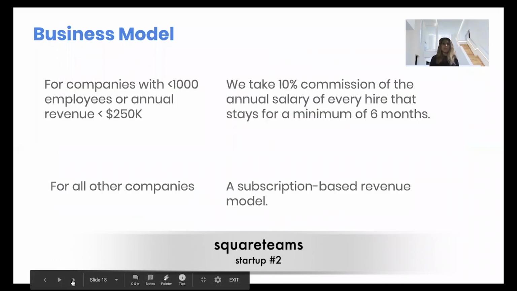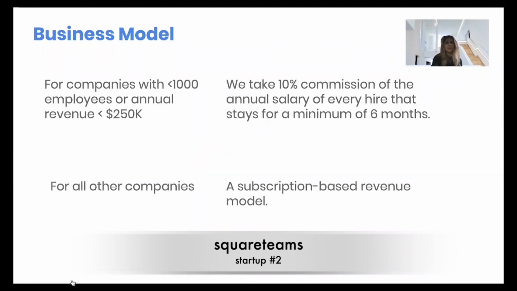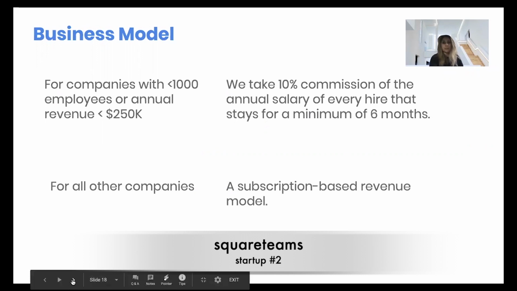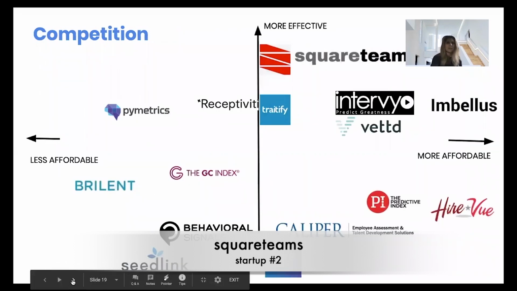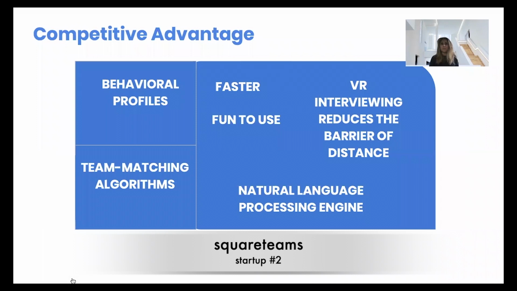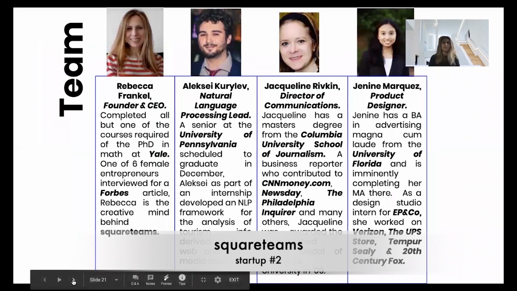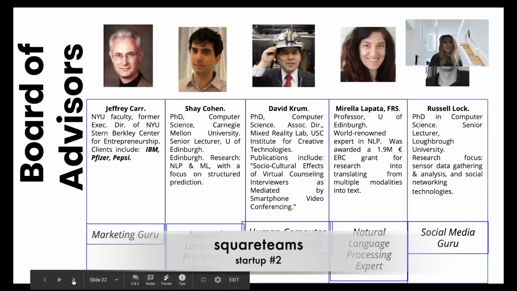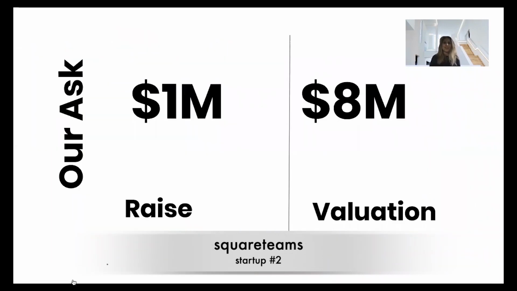So our business model depends on the size of the company, and for larger companies, we use a subscription-based revenue model. This is our competitive space, but they don't do exactly what we do. And in fact, we have behavioral profiles. We enable virtual reality interviewing, which reduces the barrier of distance, so some people in different geographic locations can have interviews together. This is our team and our board of advisors, and our ask is $1 million on an $8 million valuation. Thank you.